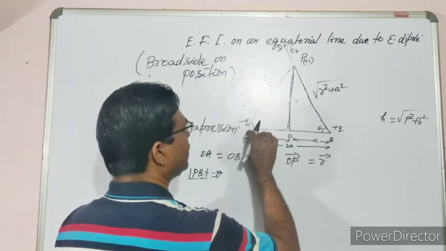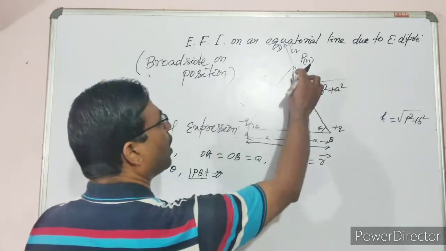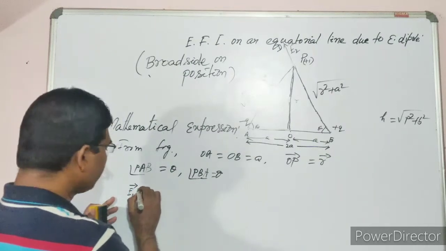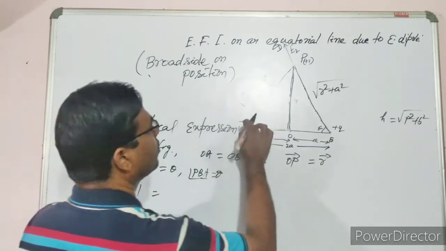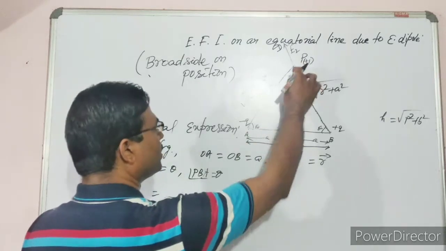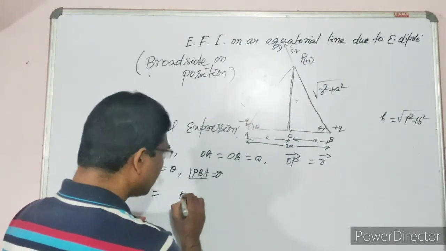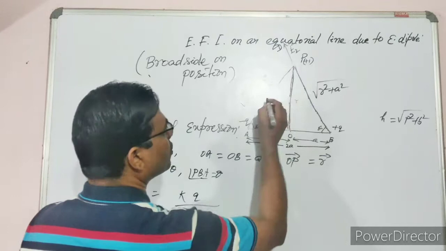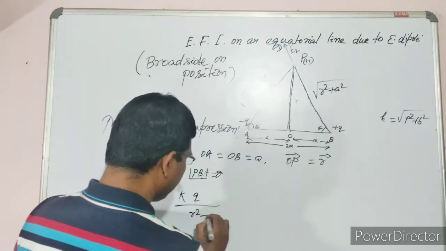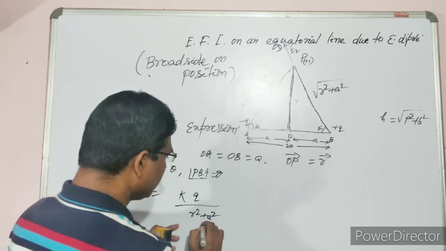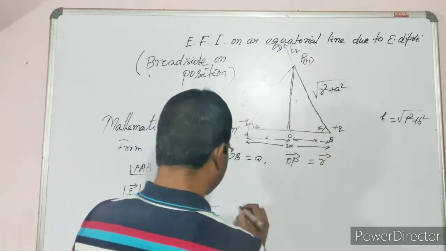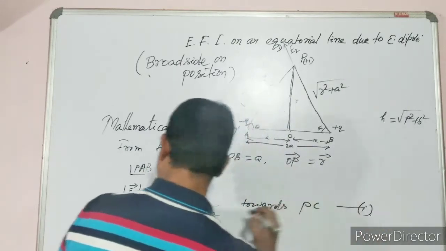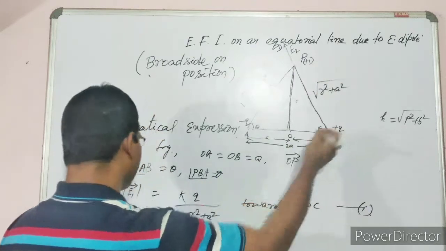let the electric field be E1 due to this charge. So at P, the electric field is E1. Taking the magnitude, how much is the magnitude of the electric field at this point due to this charge? It is KQ by r squared, where r squared means this line, so it is the square root of r squared plus a squared, squared. It is directed towards PC. Equation 1.